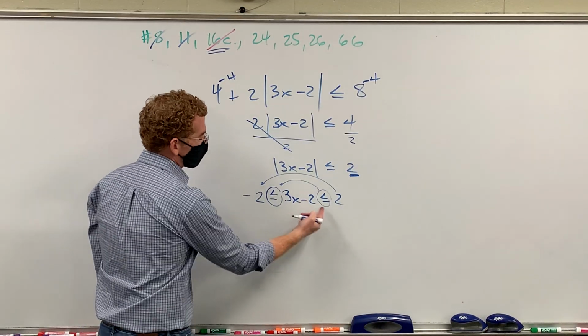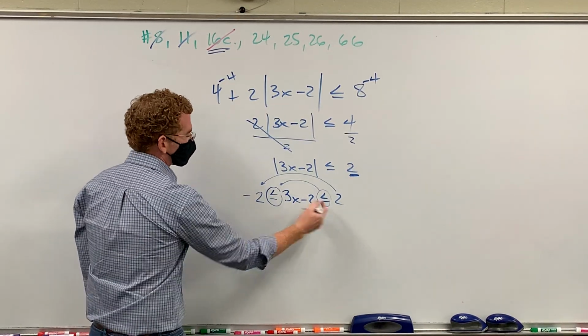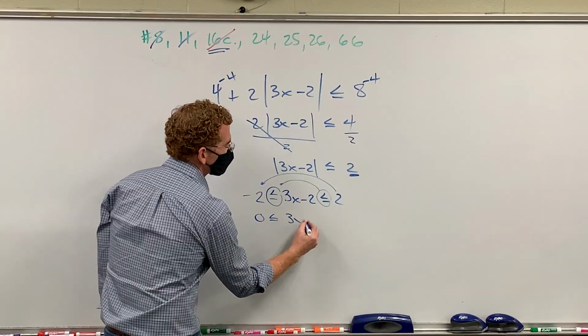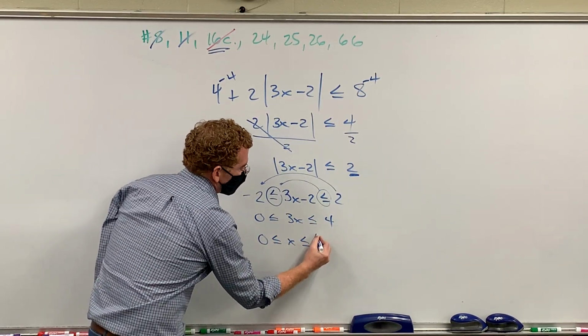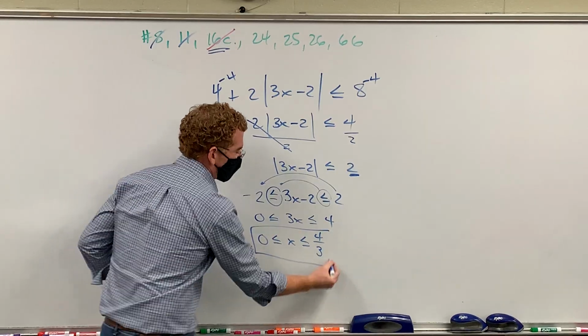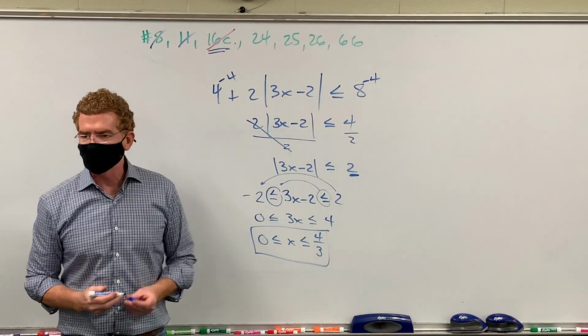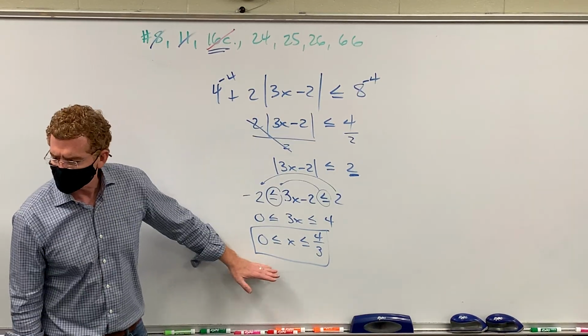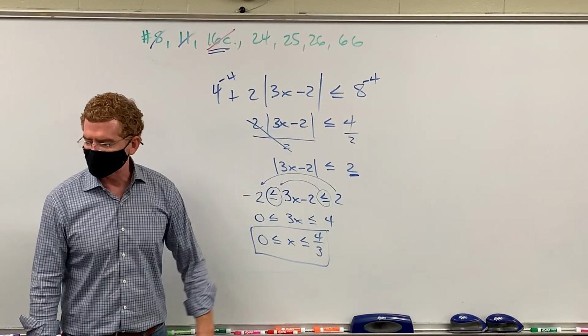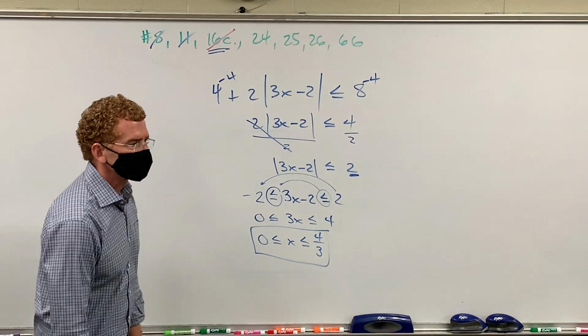So 2, negative 2, and all I have to do now is add 2 to all 3 sides, and divide by 3. And look, it's already combined together, and I don't even have to write the word and down because it's built into that. So that would be the solution to this, and it didn't ask you to graph it, so I'm going to stop right there. All right?